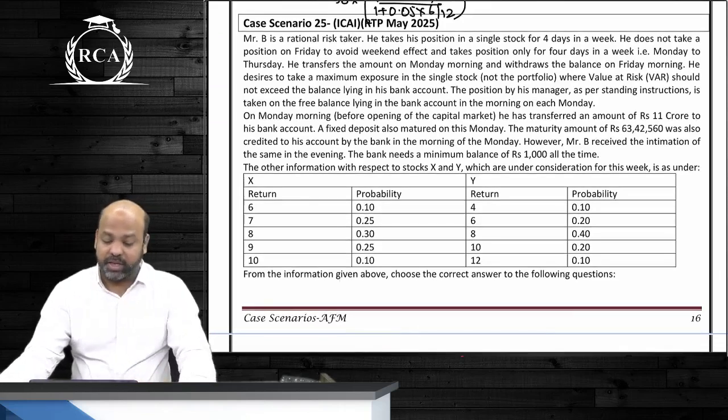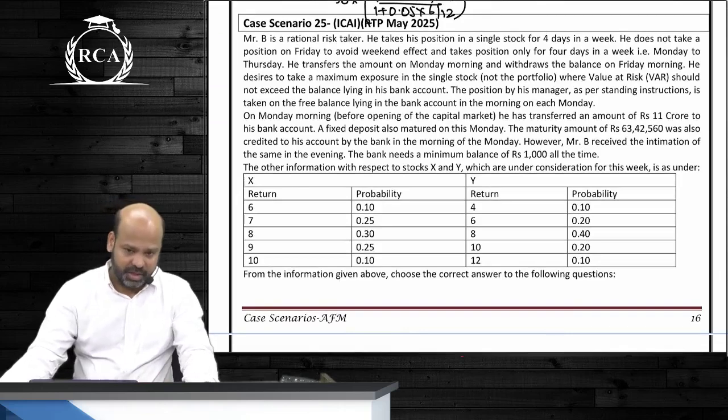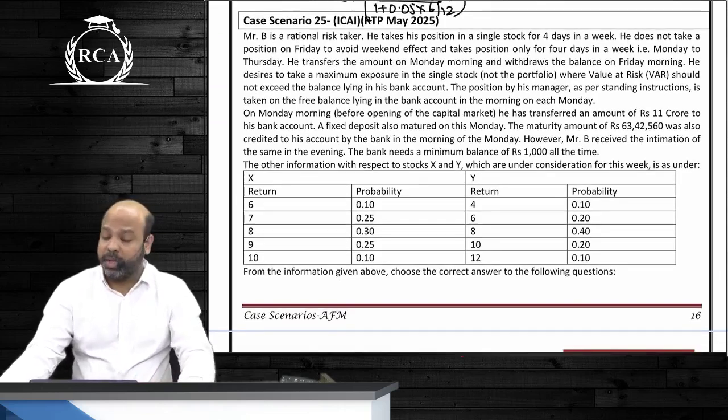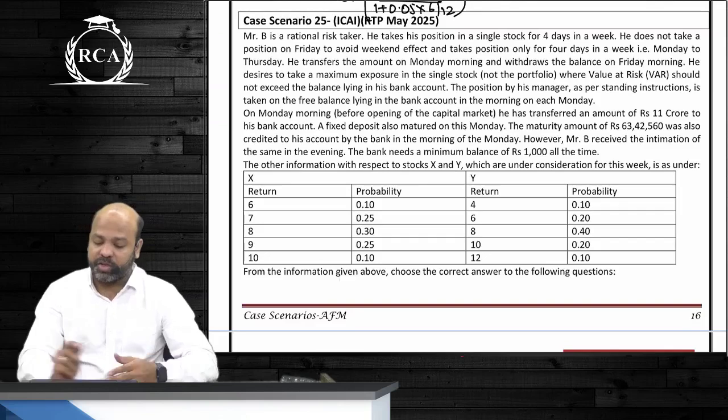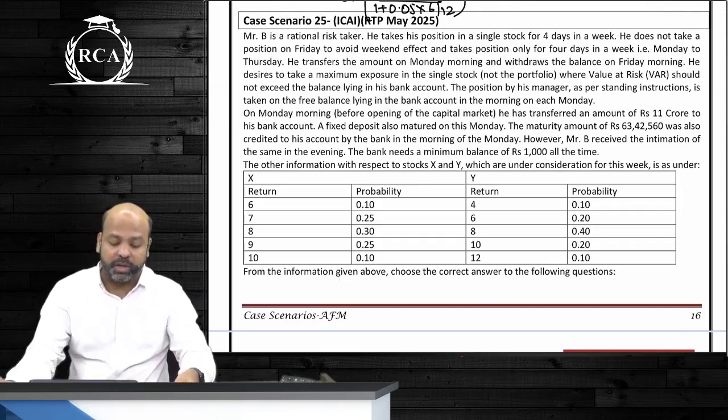Next, beta, question number 25. We did the same question in the class, but still, once more. B is a rational risk taker. He takes his position in a single stock for 4 days in a week. He does not take a position on Friday to avoid the weekend effect.